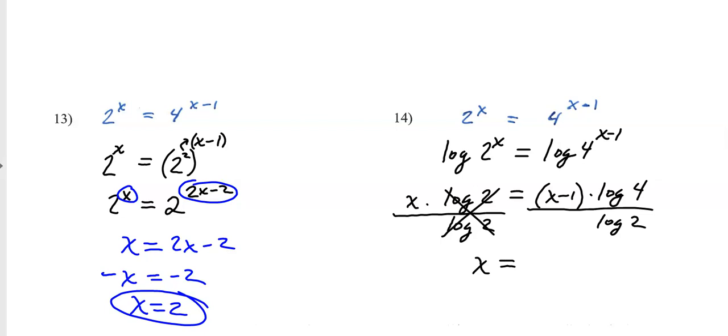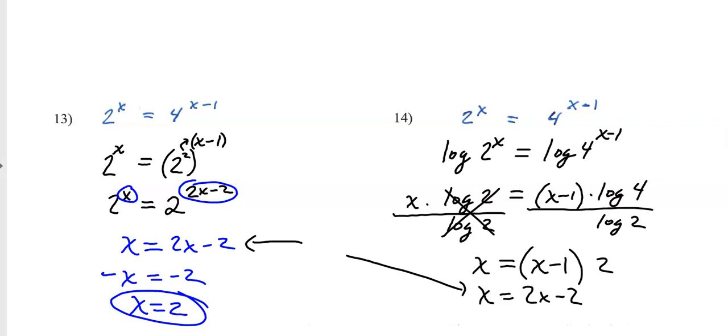log of 4 divided by log of 2. Let's just see what that is. Log 4 divided by log 2 is just 2. And multiply that out. That's 2x minus 2. And I ended up at the same position right there. So a little more work to go that way. I definitely prefer the one on the left if you can see it.